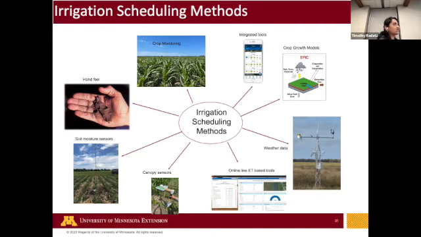You can use soil moisture sensors. You can use weather data, your ET from your weather station, to calculate your irrigation requirement. And there are other commercial integrated systems that can come on your mobile phone, and you can just look at them. But of course, they have some associated cost.